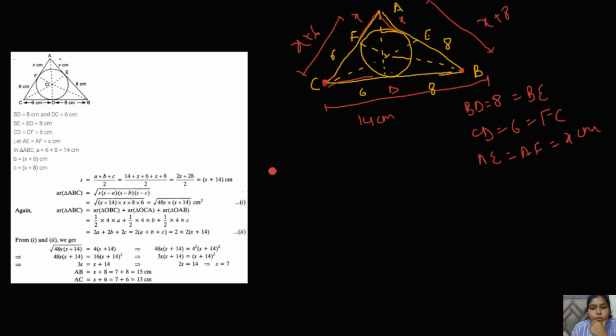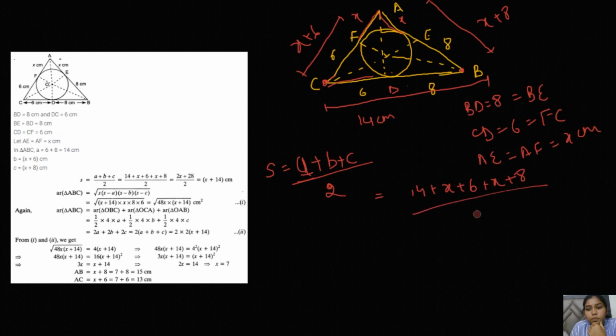What you will do is, first of all, if anybody remembers Heron's formula, it is from class 9th, chapter Heron's formula. Here is this formula where you have to calculate s, which is half of the perimeter. So it will be 14 plus x plus 6 plus x plus 8 divided by 2. Right, you are getting 14 plus 14, 28 plus 2x, that is 14 plus x centimeters as the s.